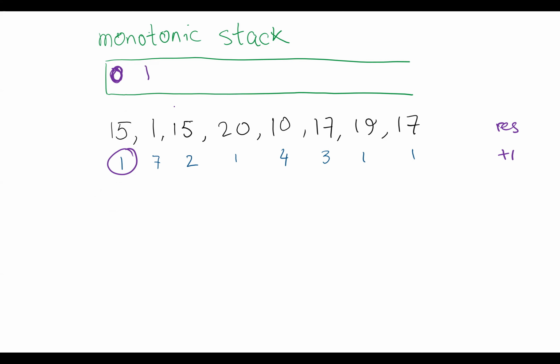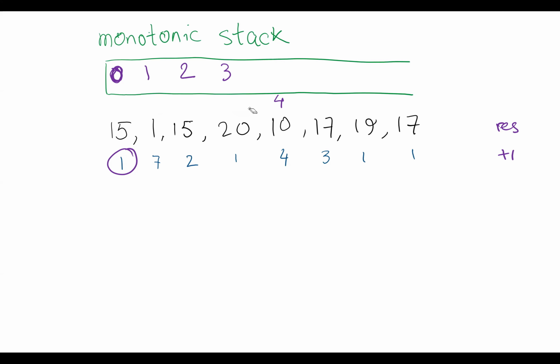Next, I keep on reading and I put index 2. Index 2 is fine because 15 is greater than 1, right? So there is no issue here. Next, I read 20. I put index 3. So you see here that there is no issue because 20 is greater than 15. Next, I read 10, and this is index 4.